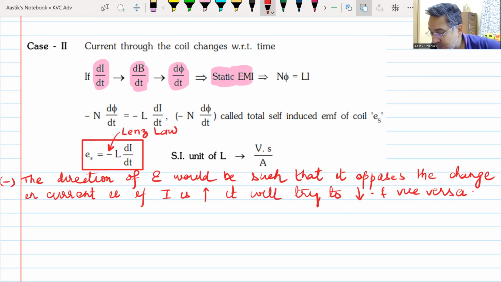This constant L is known as the self-inductance of the coil. Why is it called the self-inductance of the coil? Because EMF is induced in the coil because of change in current in the coil itself. This phenomenon is known as self-induction.